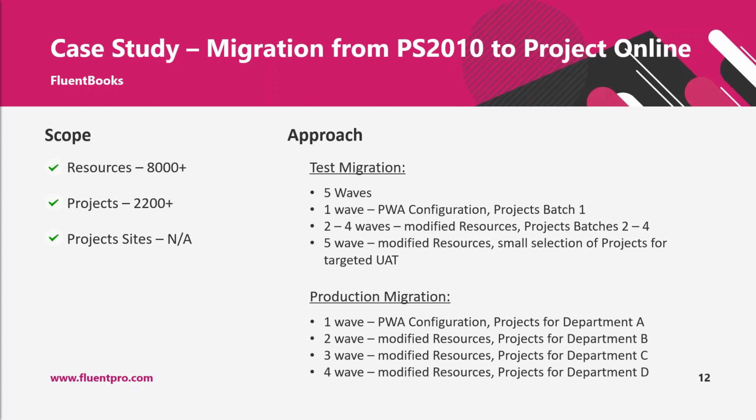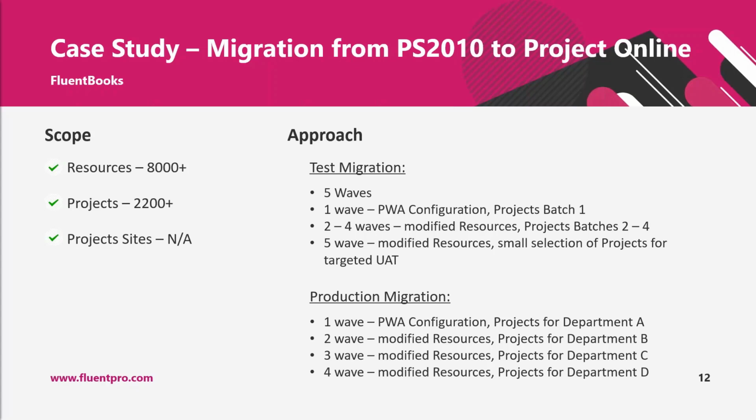And for the fifth wave, we migrated also a small selection of projects. These were specific projects that were selected for UAT. There were about 20 of them, specific kinds of projects.